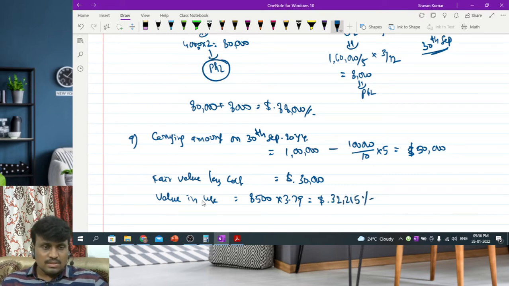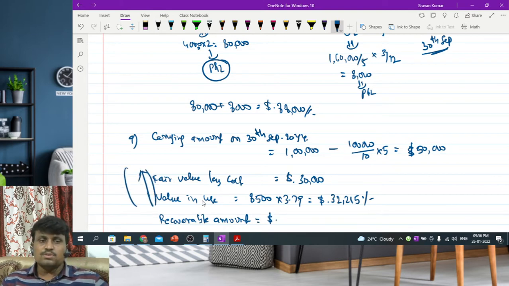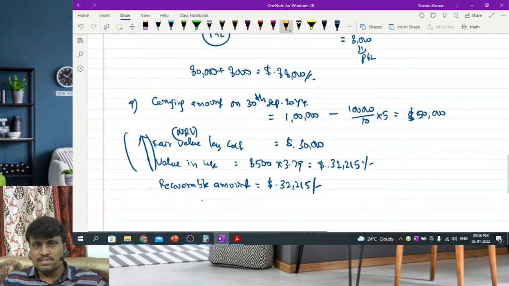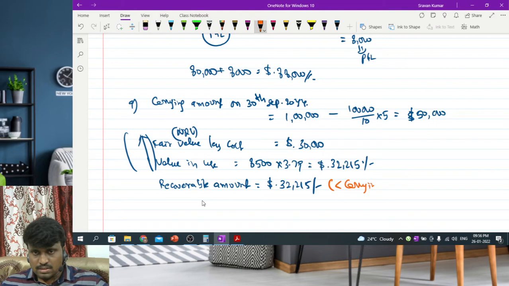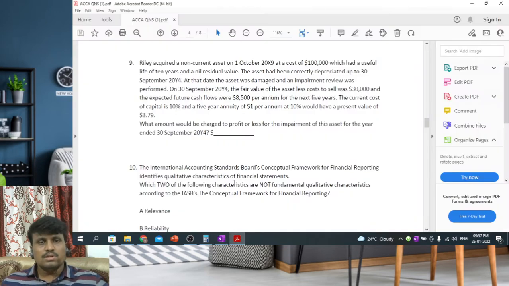32,215. Then what is the recoverable amount? Recoverable amount is nothing but the higher of value in use and fair value less cost to sell, nothing but NRV. So 30,000 or 32,215. 32,215 is the recoverable amount. This amount is less than the carrying amount, right? So there is a chance of impairment. Then here we need to calculate how much impairment loss is charged.